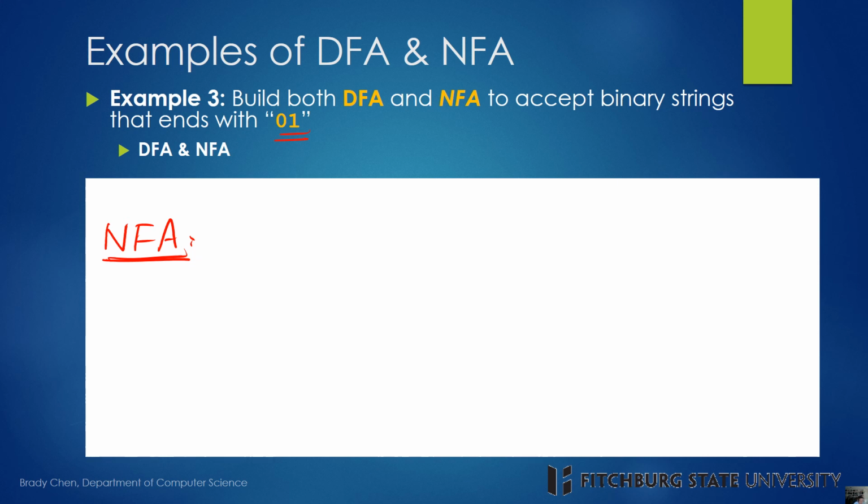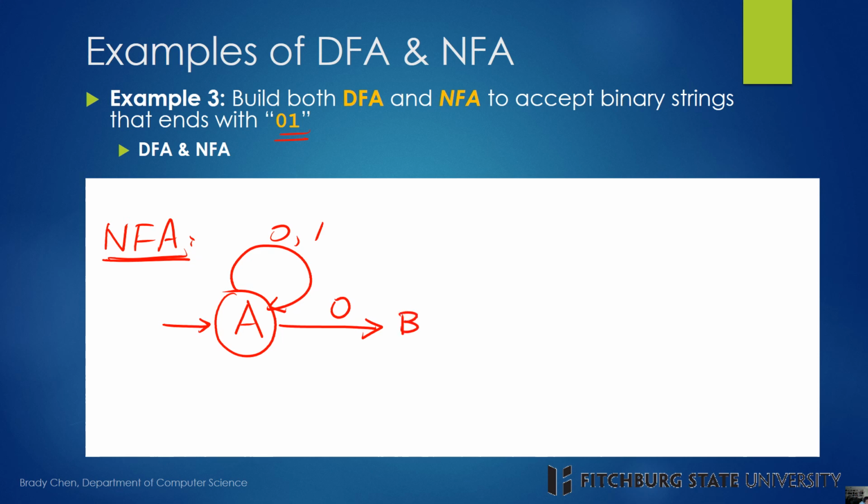Okay, now let's start with state A. It doesn't matter what the current input is. It could be either 0 or 1, right? Now once we get the next 0, we're going to move to the next state B. In order to make sure the string actually ends with 0, 1, if we are in B, the next input should be 1, then we go to the accepting state.